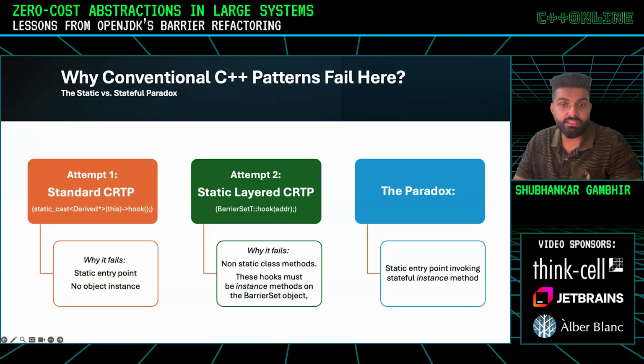Because the actual GC implementation is highly stateful. The write_ref_field hooks need to access the member variables of the GC object. So you see the paradox here. We are sitting inside a static entry point and we desperately need to invoke a stateful instance method on a specific runtime-configured garbage collector, without using a vtable.